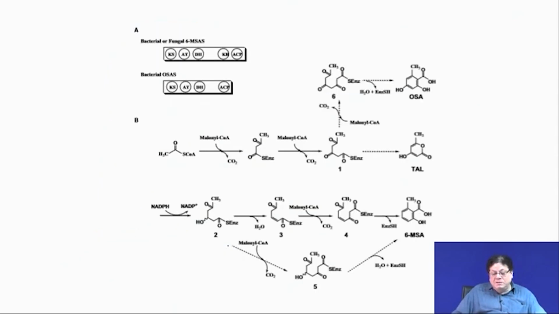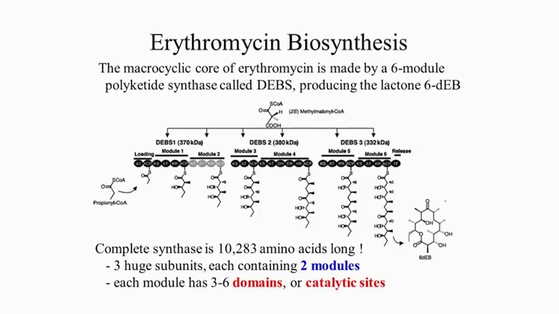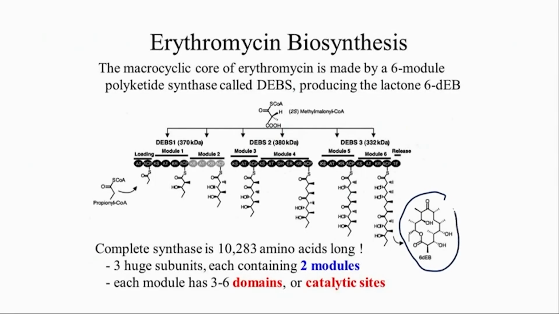Now, erythromycin is a macrocyclic compound. It is a big macrocycle that is present in erythromycin. Okay. I will show you the structure of erythromycin in some slide. It is there. This is not erythromycin. This is one of the precursors of erythromycin called 6-deoxyerythronolide B, or 6-DEB.